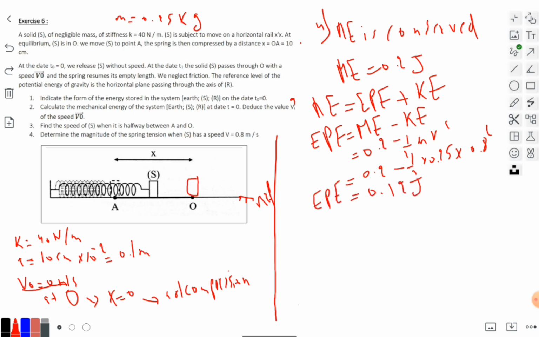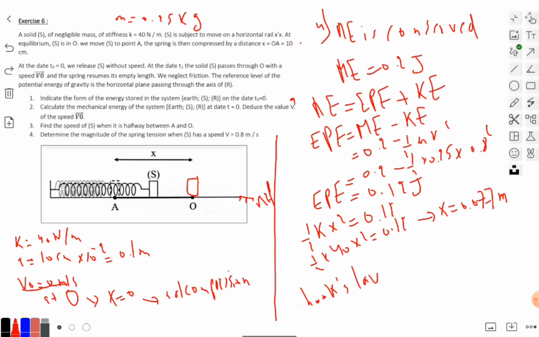This EPE, in another case, EPE equals half k x square. It's equal to 0.12, half times k, 40, times x square equals 0.12. We obtain x equals 0.077 meter. By Hooke's law, tension equals k times x, so T equals 40 times 0.077. We obtain tension equals 3.08 Newton.